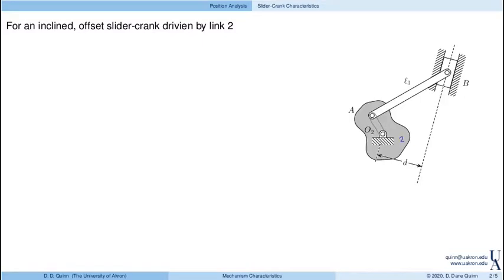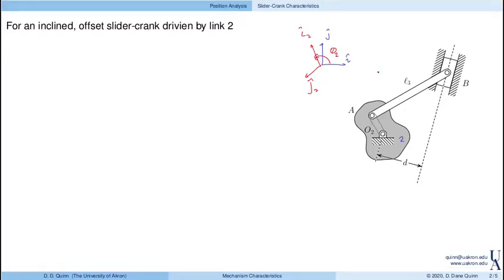So with this, let's go through and define some directions. Let's define, of course, I and J as fixed in the ground. And then I'm going to identify I2 and J2 fixed in link 2, and I2 will be in the direction of A with respect to O2. So that's I2, and then J2 will be perpendicular to that, with the angle theta 2 describing that rotation.